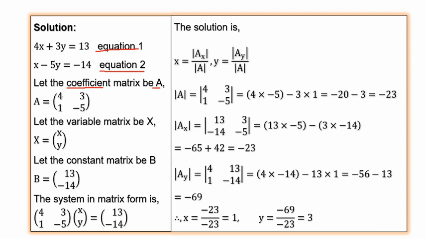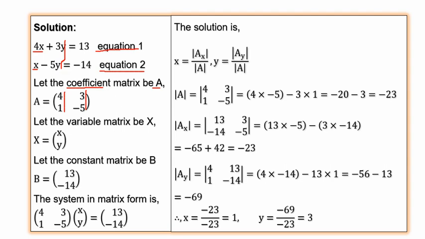So if we take the x column, the coefficient of x in equations 1 and 2 is 4, 1. So this is the x column. If you take the y column, the coefficient of y in equation 1 is 3 and in equation 2 is minus 5. So this is the y column.